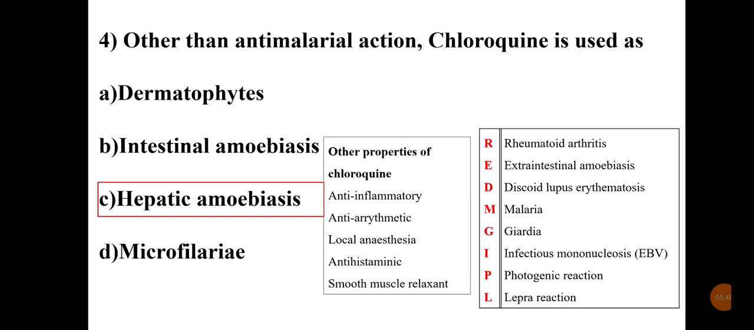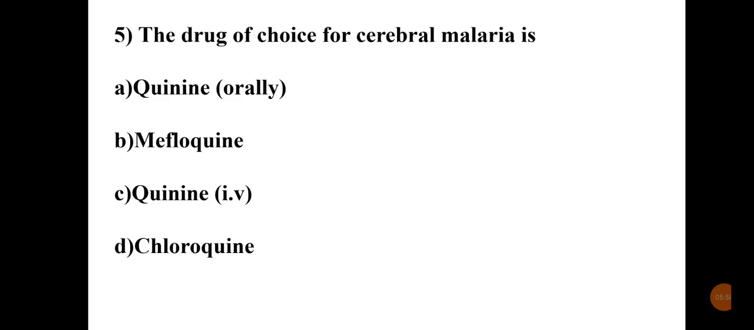These are the other properties like anti-inflammatory, anti-arrhythmic, local anesthetic, antihistaminic, smooth muscle relaxant. But you have to remember the red Mg IPL. Right? Then the next question, the drug of choice for the cerebral malaria is. So what is the drug of choice for the cerebral malaria?